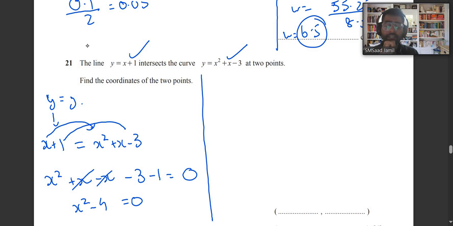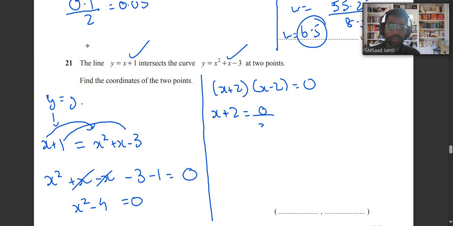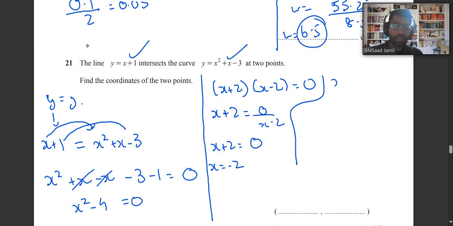This is an identity, which is x plus 2 and x minus 2 is equal to 0. Let me solve the whole thing for you so that you guys don't get confused. So x plus 2 is equal to 0 divided by x minus 2. x plus 2 is equal to 0. x is equal to minus 2. So one value of x is minus 2. We will repeat the same process. This time x minus 2 is equal to 0 divided by x plus 2. x minus 2 is equal to 0. x is equal to plus 2. So we got two values of x, minus 2 and plus 2.